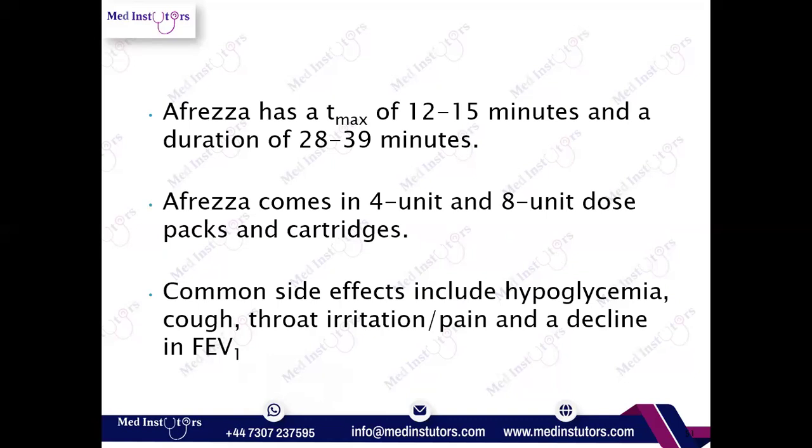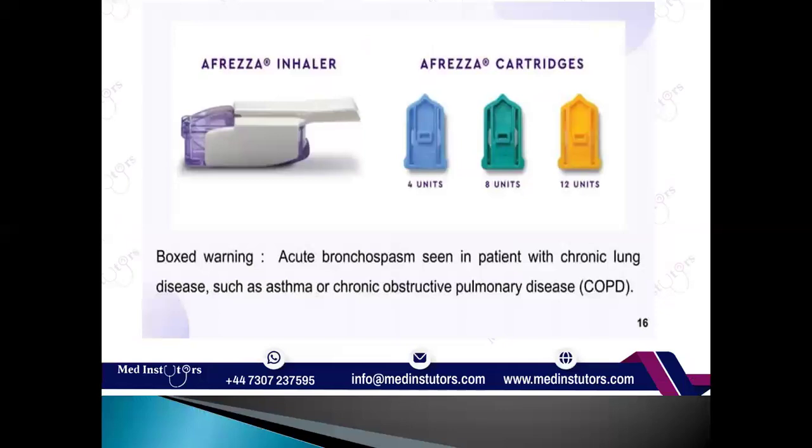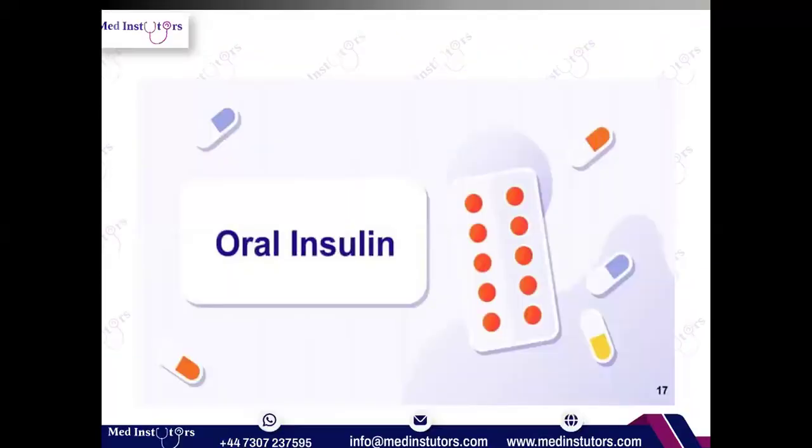And this is the Afrezza inhaler. You can see here we have the Afrezza inhaler, and the cartridges are there with 4 units, 8 units, and 12 units. The boxed warning is acute bronchospasm seen in patients with chronic diseases such as asthma or COPD, the chronic obstructive pulmonary disease. If patients take Afrezza as an inhaled form, they may suffer acute bronchospasm. That is the warning given for Afrezza. So that is about the inhaled insulin.